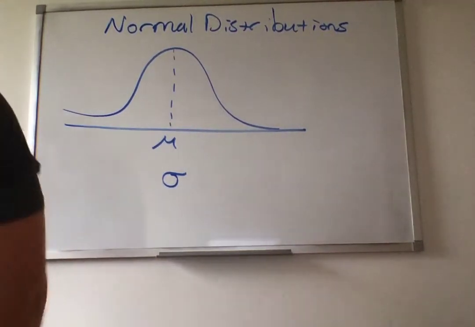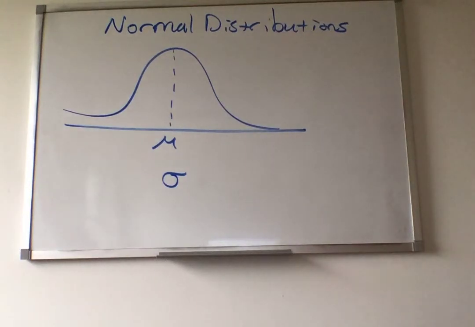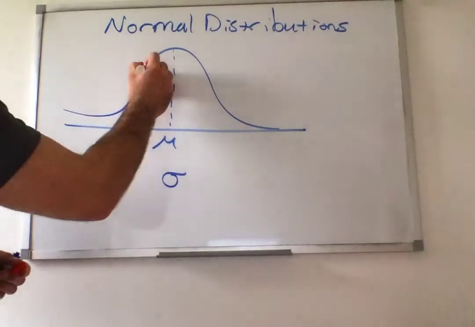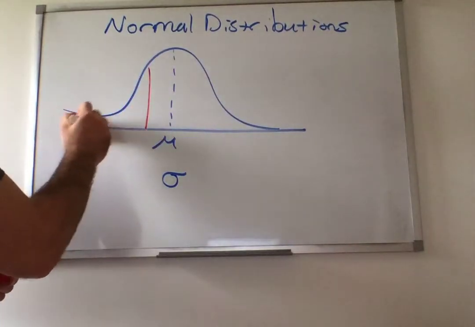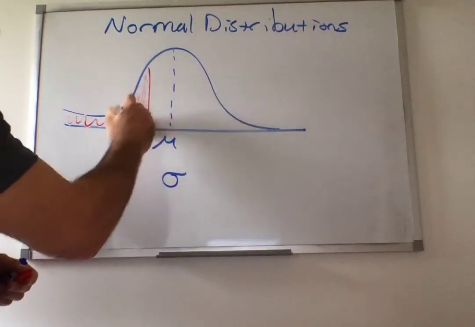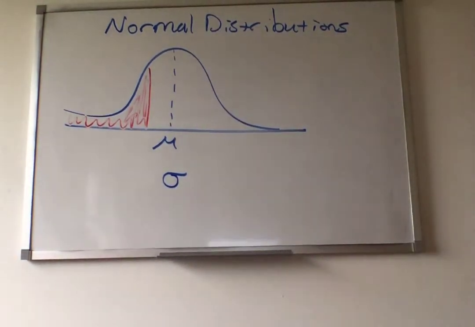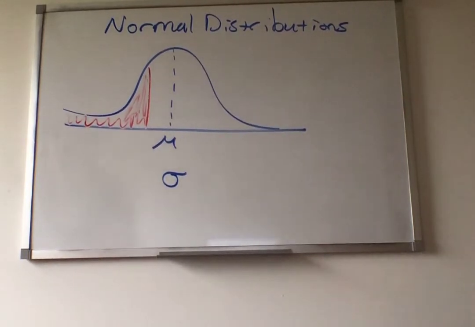And what we were doing previously was finding the area underneath the curve. So let's say I wanted to find that area right there. We had some calculator functions that we would use to compute that area. We're going to need those same calculator functions for the central limit theorem in chapter 7.